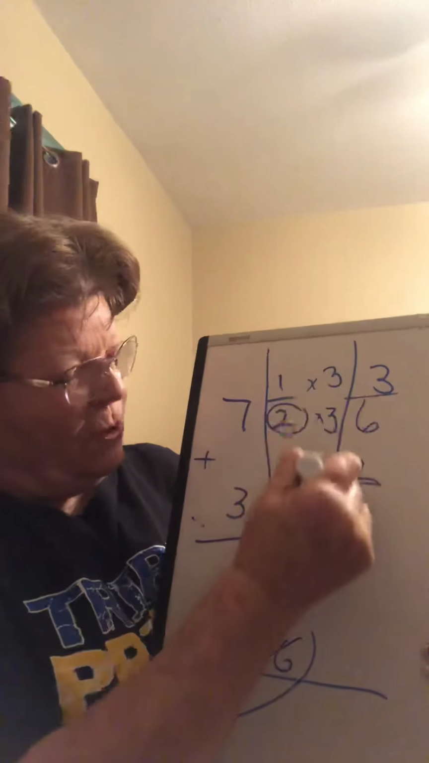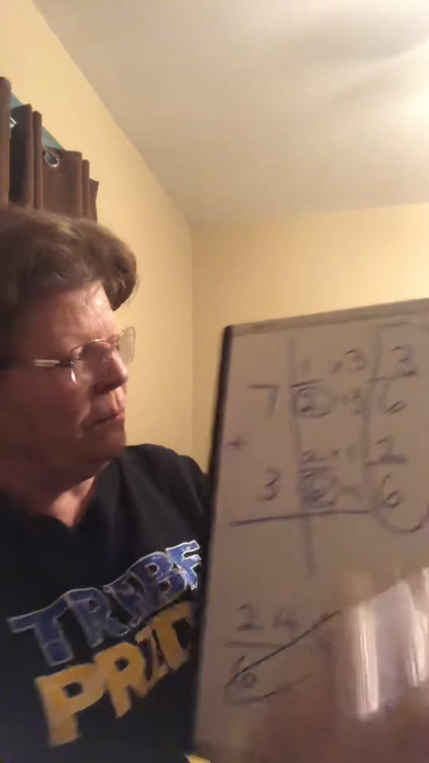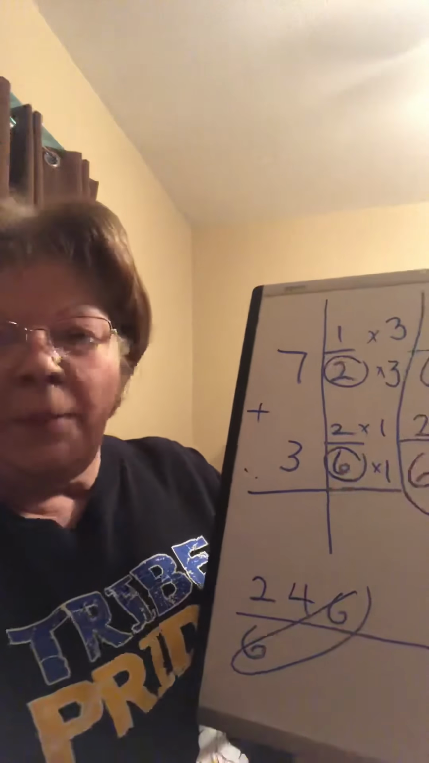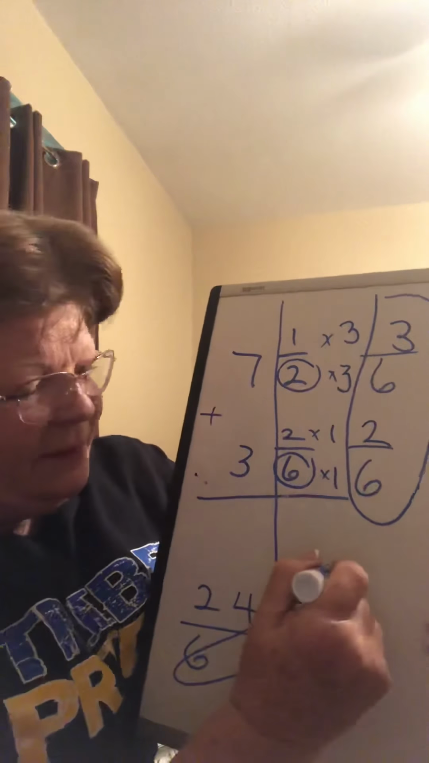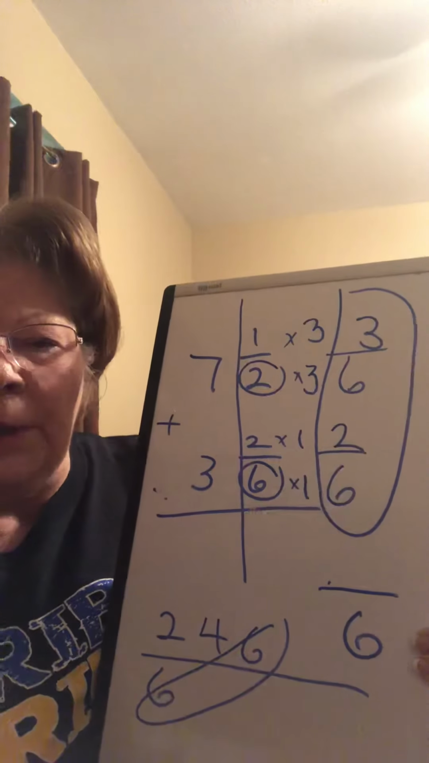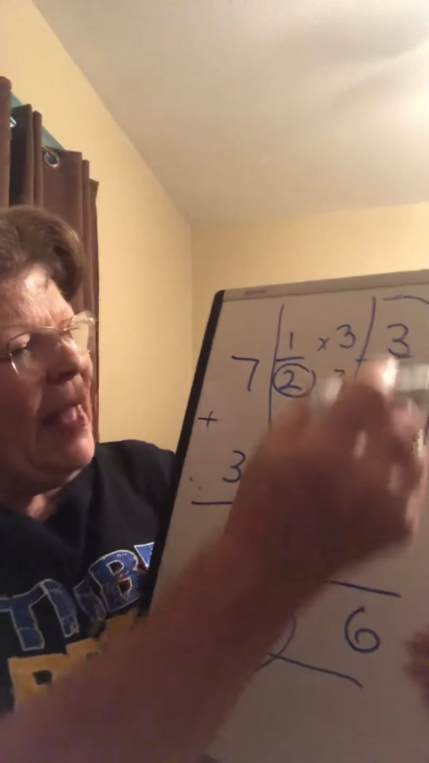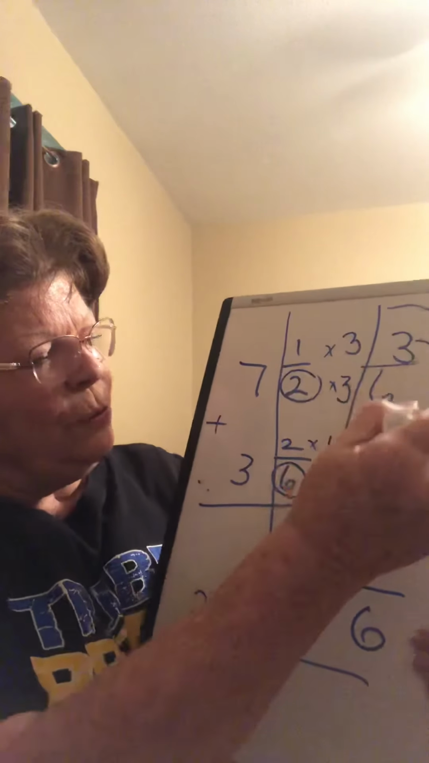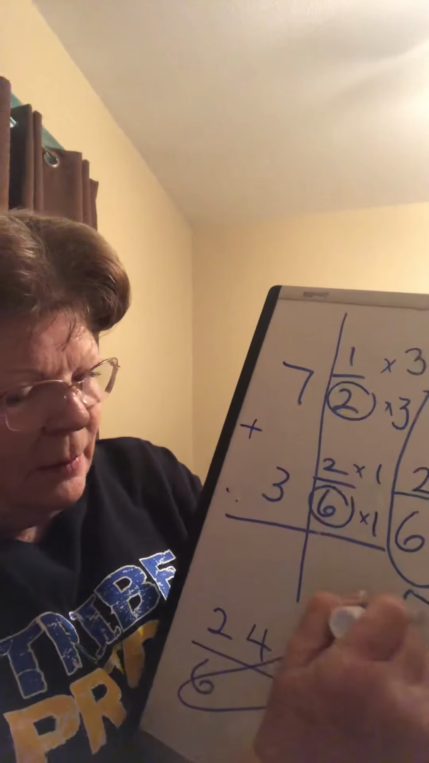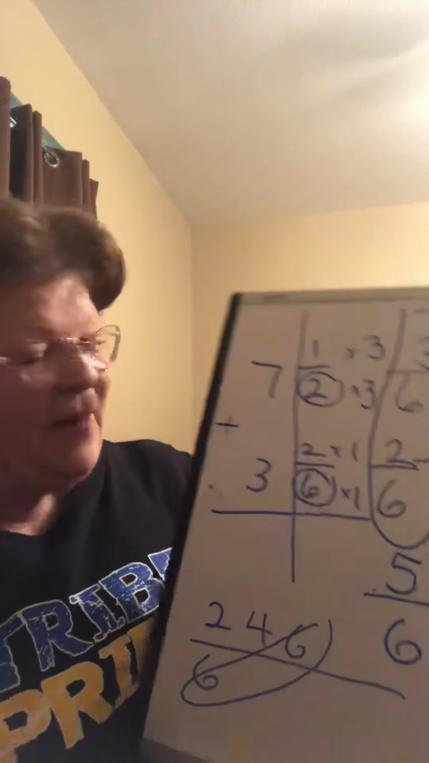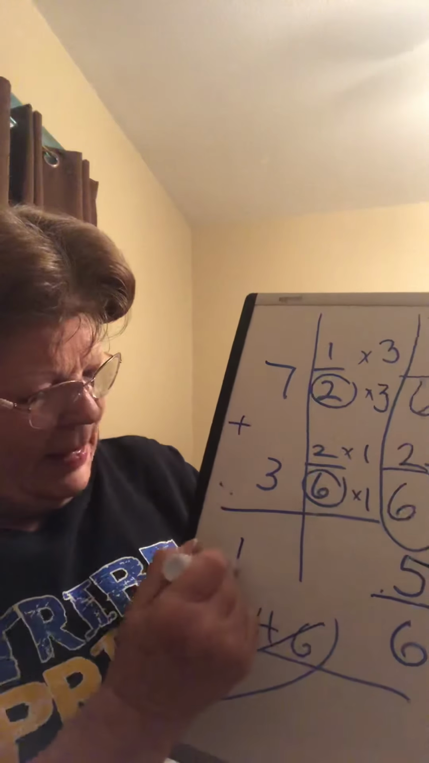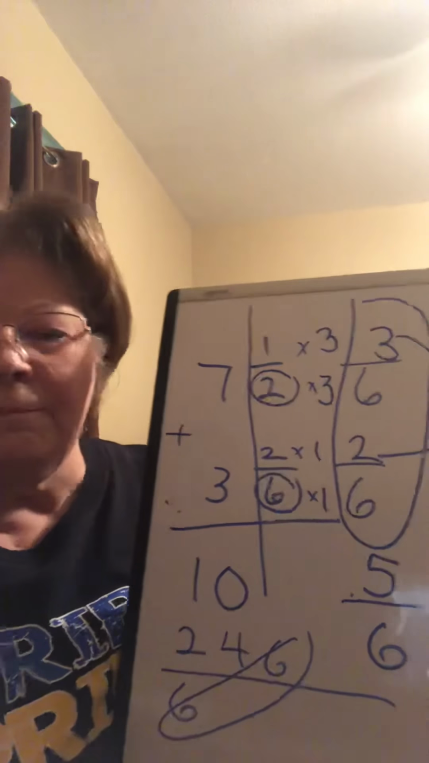Okay, so these are my new fractions. That's the ones I'm going to add. We've got our common denominator. So go ahead and bring that 6 down. You're halfway home. You have half of the answer done. And it tells us we're going to add, so I'm going to add my 2 numerators. 3 plus 2 is 5. So that's 5/6. And then we'll add my whole numbers. 7 plus 3 is 10.